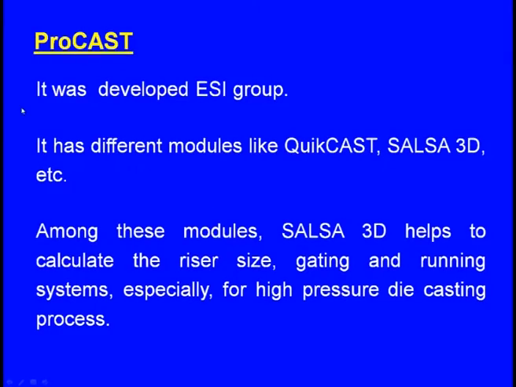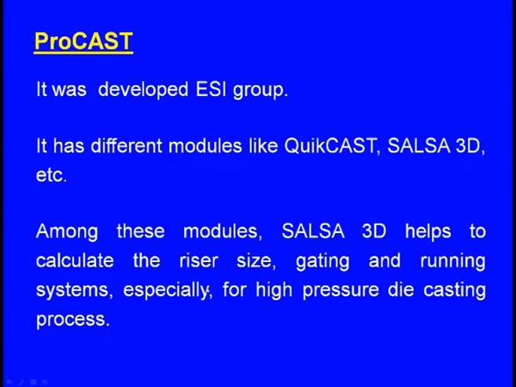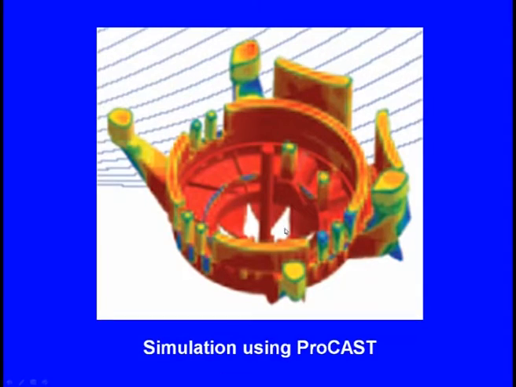Next, we have the ProCast software. It was developed by ESI Group. It has different modules like QuickCast, SAL, SA 3D, etcetera. Among these modules, SAL and SA 3D help to calculate the riser size, gating and running systems, especially for the high pressure die casting process. Here we can see a simulation using ProCast.